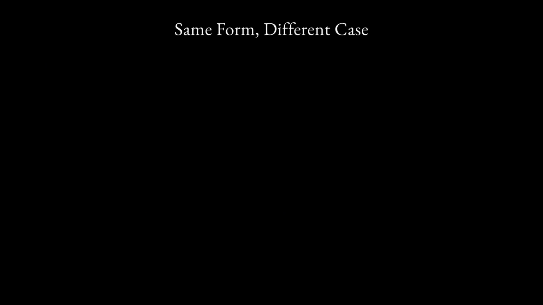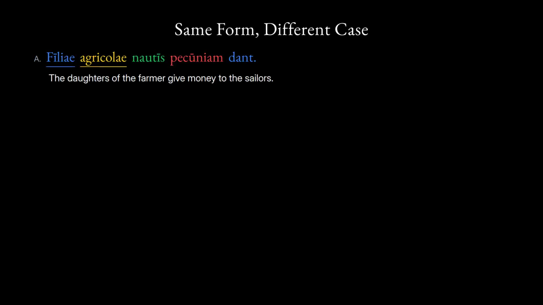These next 2 sentences look alike at the start but use different cases. Translate. Filiae agricolae nautis pecuniam dant. The daughters of the farmer give money to the sailors. The opening word is nominative plural here, the subject. The plural verb at the end confirms it.